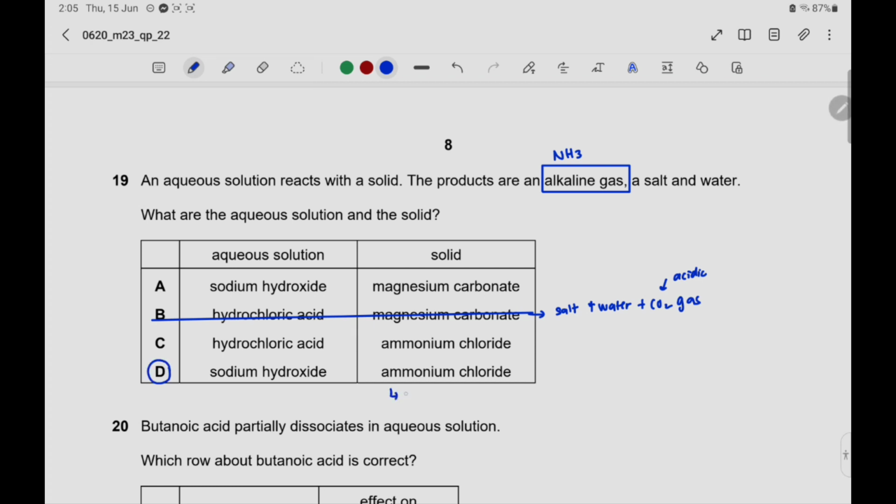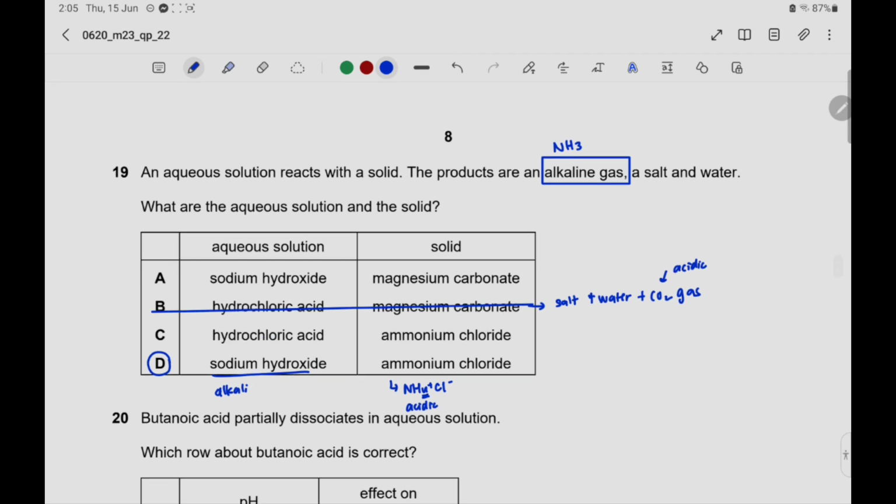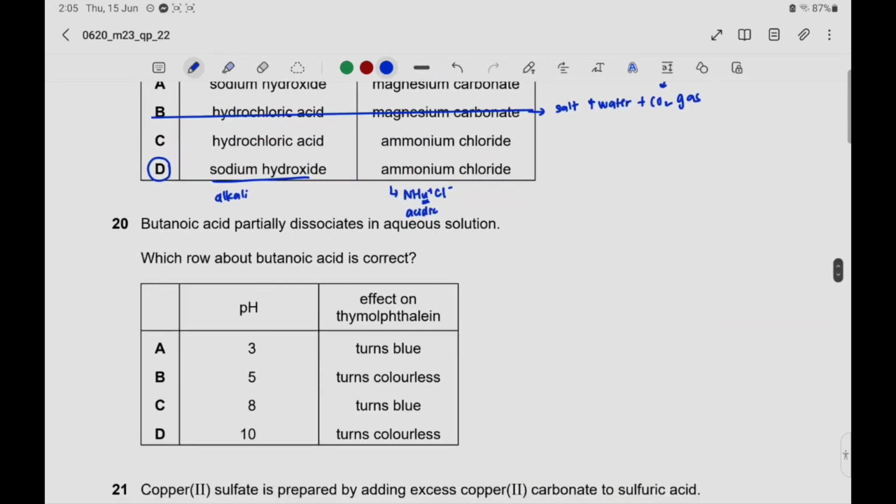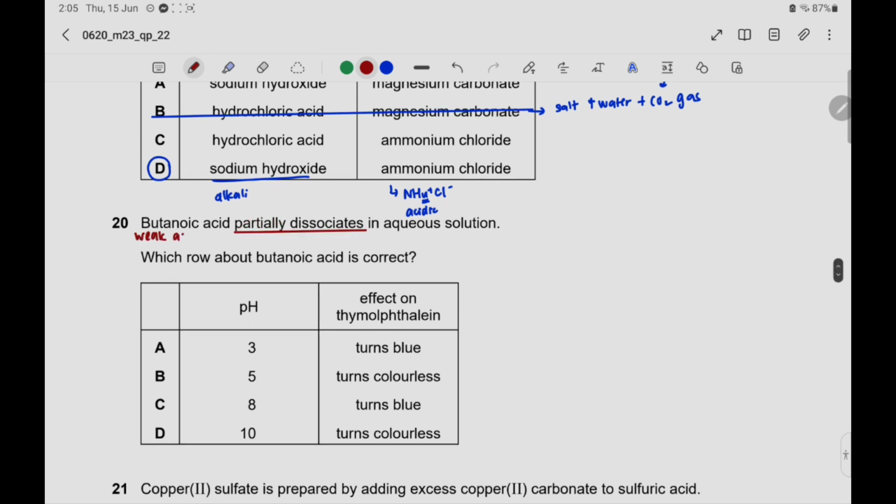Because ammonium chloride is NH4+ Cl-. The word plus, this is a little bit acidic and this is actually a strong alkaline. So that's why they will produce a weak acid and alkaline gas. Partially dissociate for butanoic acid, very obvious. They are weak acid. So weak acid, pH cannot be strong acid, right? Acid should be below 7, right? So it can never be 8 or 10 already.